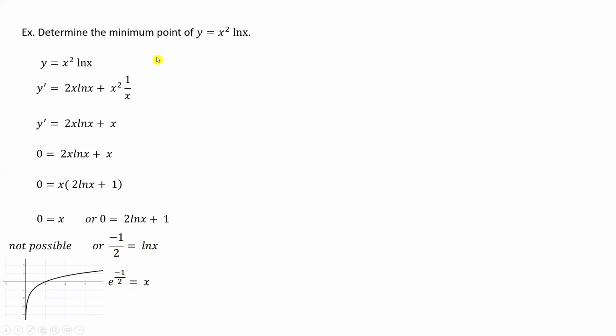Now how do we answer the question? Determine the minimum point. So a point is an xy value. We have an equation for y, and we know what x equals, so we're going to put in e to the negative 1/2 for our x values. Oh, before we do that, we should verify whether this gives us a max or a min. So e to the negative 1/2.